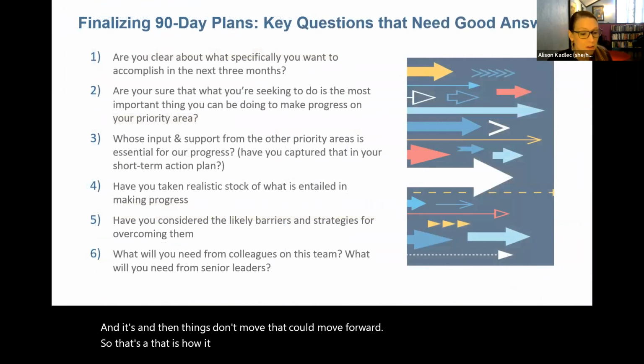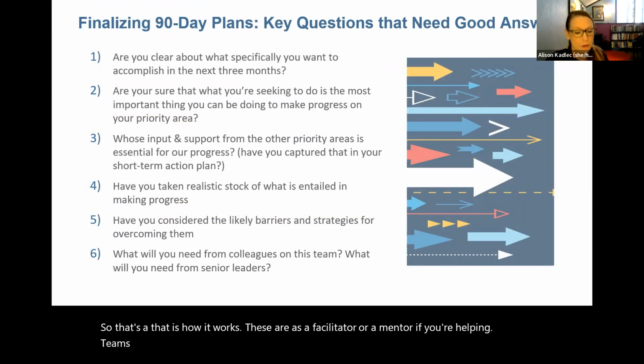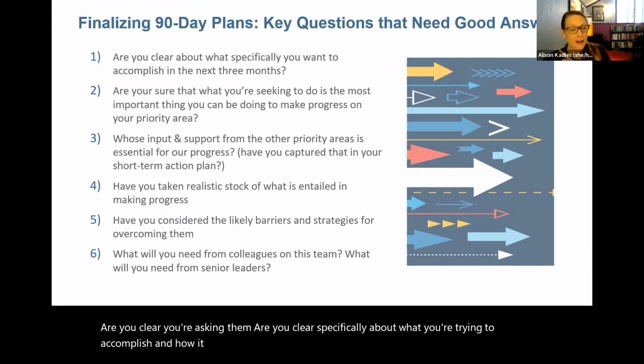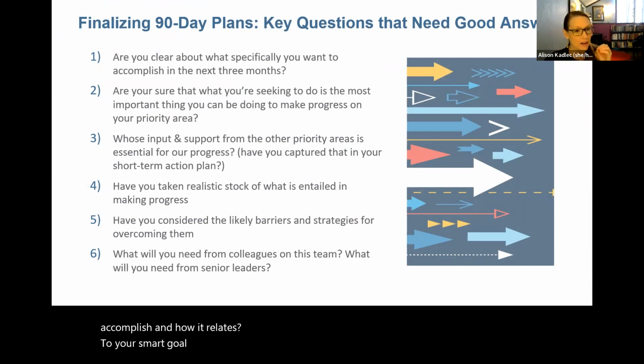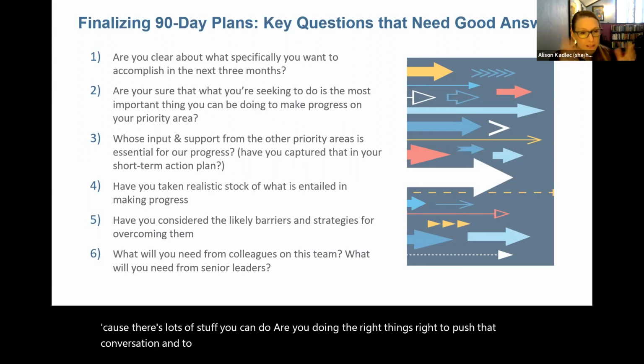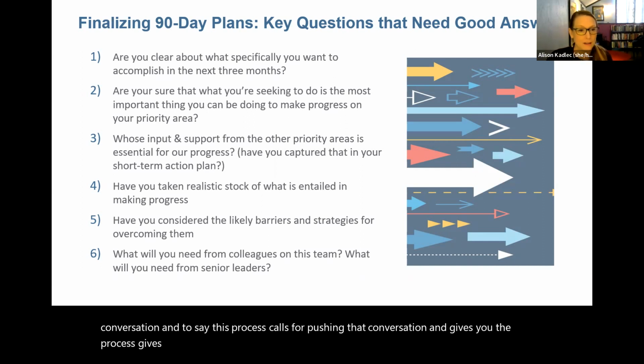These are as a facilitator or a mentor. If you're helping teams use 90-day plans, these are your questions. You're asking them, are you clear specifically about what you're trying to accomplish and how it relates to your SMART goal? Are you really taking on the most important things that can be taken on? Because there's lots of stuff you can do. Are you doing the right things, right? This process calls for pushing that conversation. The process gives you cover on asking hard questions of institutions that you're supporting.